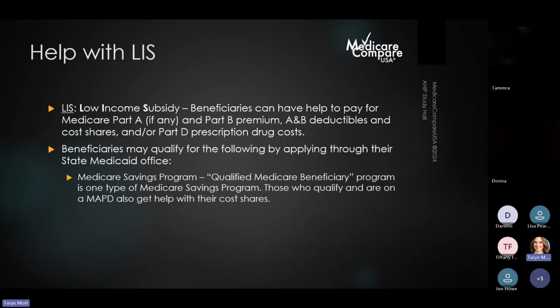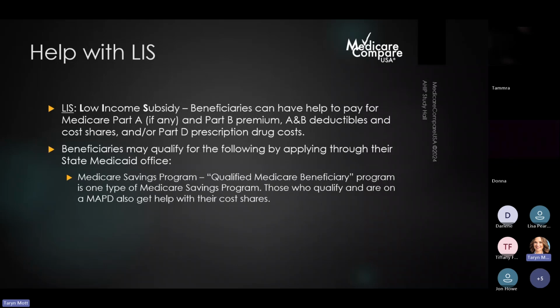Low-income subsidy, known as LIS. Beneficiaries can have help to pay for their Medicare Part A, if any. If they have LIS, unless they didn't work enough quarters, they're probably not going to have a Part A premium. Part B premium, A and B deductibles, and cost shares and or Part D prescription drug costs. There's different tiers for LIS, and depending what tier you fall in due to your income, depends how much coverage you can get through LIS.